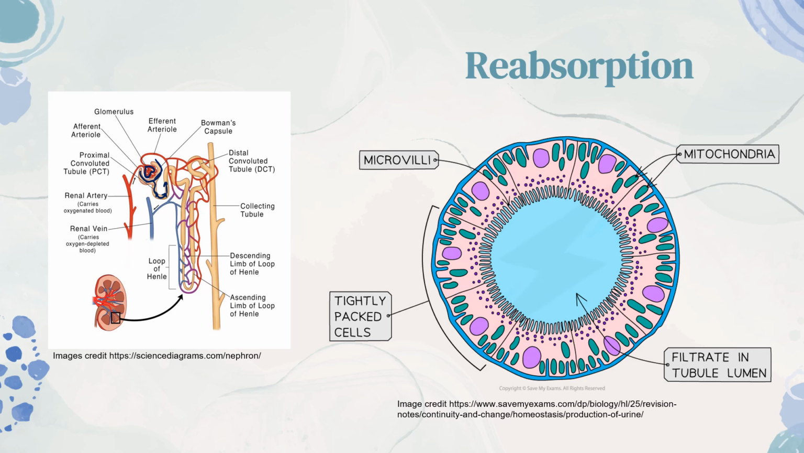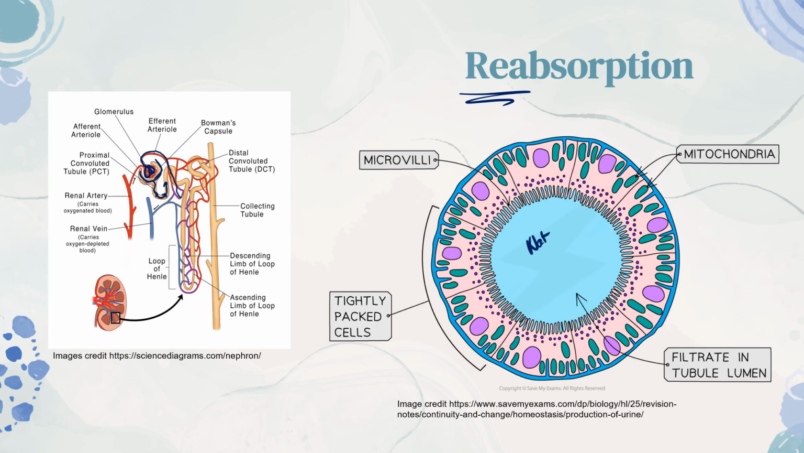The stuff that didn't get filtered out, the red blood cells, the white blood cells, the proteins are going to stay in the capillaries and then end up going around our peritubular capillary bed. In the proximal convoluted tubule, we are going to reabsorb some of the things that we want to keep in the blood.